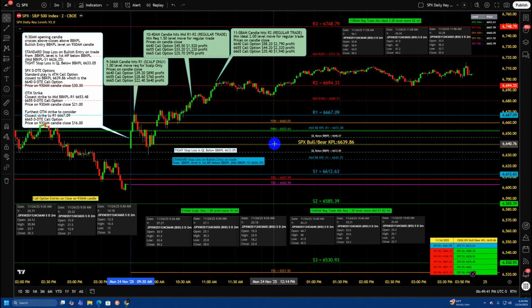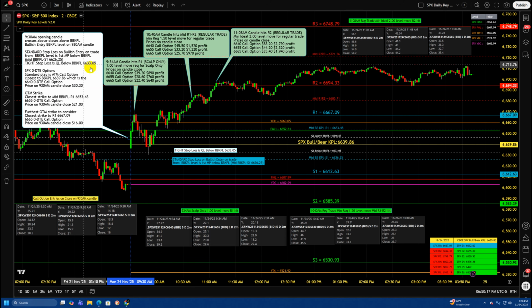Now the bias can change later on in the session. If we start getting closes below the bull bear key price level, then our bias session can turn bearish, especially if we start getting consecutive closes below the bull bear KPL and also start closing below the pre-market low, the PML level. However, in today's session, we have a bullish entry signal as the opening 9:30 a.m. candle closes above the bull bear key price level. So that is our bullish entry signal for taking a trade on this opening candle.